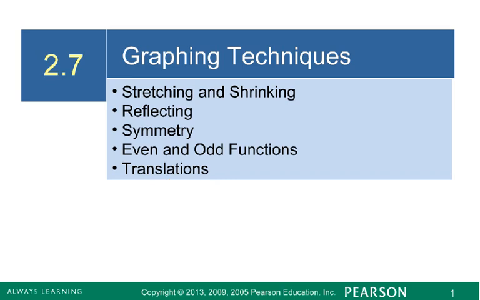Y'all might remember translations and reflections and stretches from my geometry class. Remember in geometry, shrinking and stretching was called dilations. And then reflecting, well, we just called those reflections. And then translations, remember those were when our images moved left or right or up or down or both.